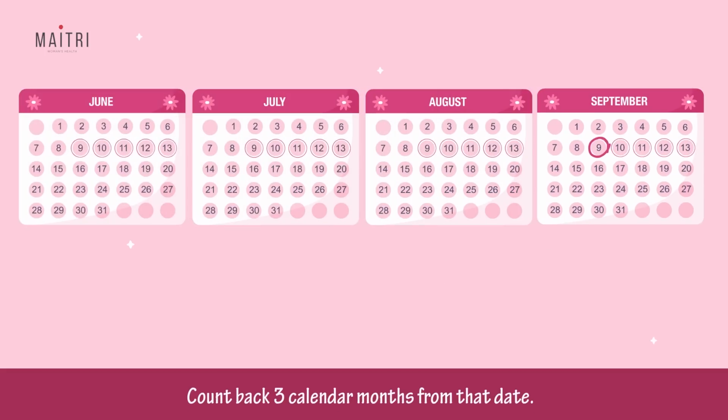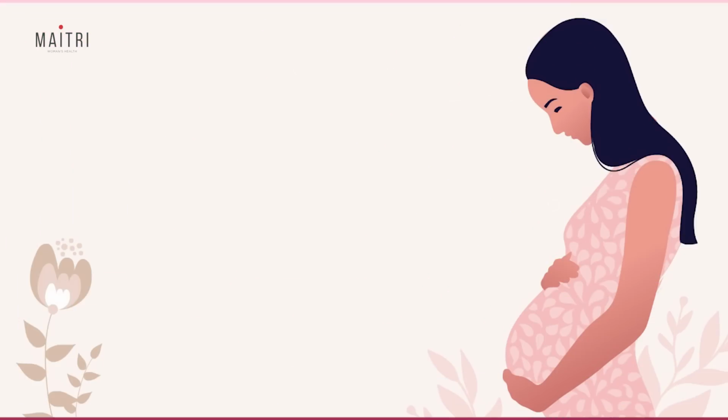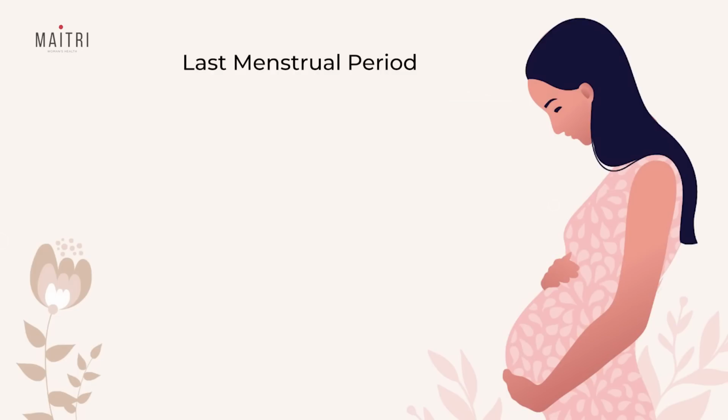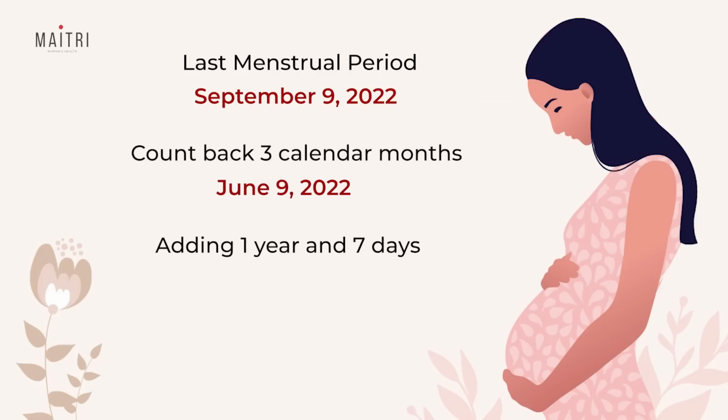Now count back 3 calendar months from that date and then add 1 year and 7 days to that date. For example, if your last menstrual period began on September 9, 2022, now counting back 3 calendar months would be June 9th, 2022. Adding 1 year and 7 days would now bring it to June 16th, 2023 as your estimated due date.